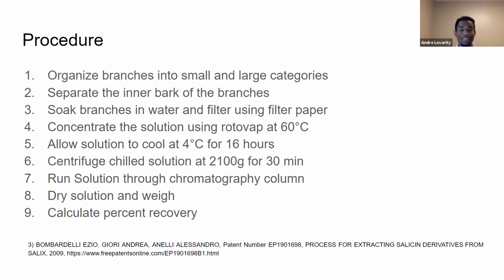The last parts of the experiment came with running a chromatography column with the solvent. So once these solvents had been centrifuged and most of the tannins had been removed, the final step to make sure the highest purity was achieved was running a chromatography column. And once this is done, the next step was just to simply dry the solutions and weigh them, and then calculate the percent recovery of salicin compared to the original mass of willow bark.